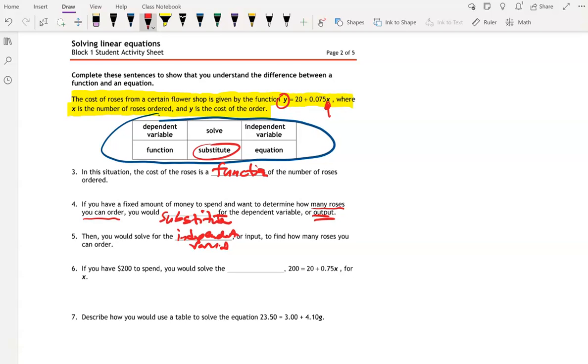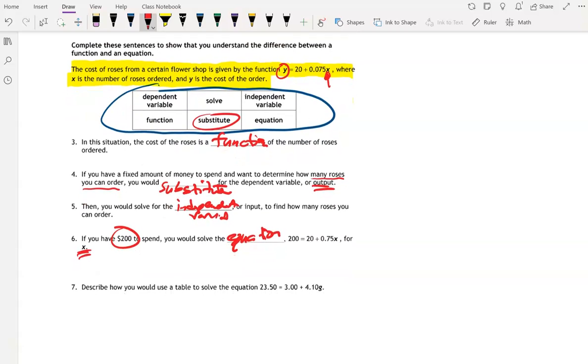So, if you have $200 to spend, you would solve the equation 200 equals 20 plus 0.075x, and you would solve it for x. Of course, we've been working on how to solve equations. In this case, if you had $200 to spend, you would be able to solve for x by working backwards through the order of operations to get there.